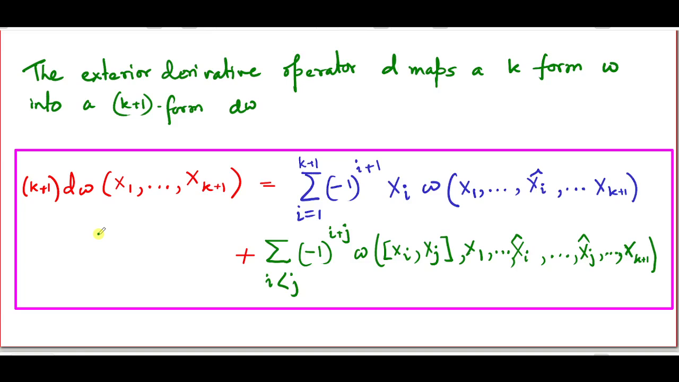The second sum involves choosing two distinct vector fields out of this whole set of arguments, dropping them from the list but replacing them by the Lie bracket so that the total number of arguments given to omega is back to K. This yields one function for each pair of i and j chosen, and you weight them again with plus or minus signs and sum up all of them to obtain the second term in the definition for d omega.